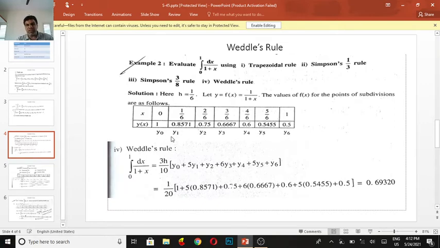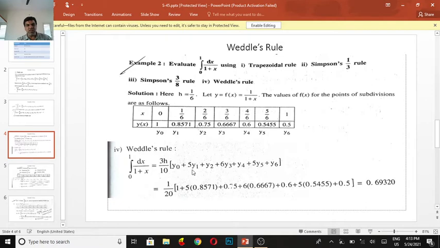So by Weddle's rule, the integral from 0 to 1 of dx by 1 plus x is given by the formula 3h divided by 10 of y0 plus 5 y1 plus y2 plus 6 y3 plus y4 plus 5 y5 plus y6.